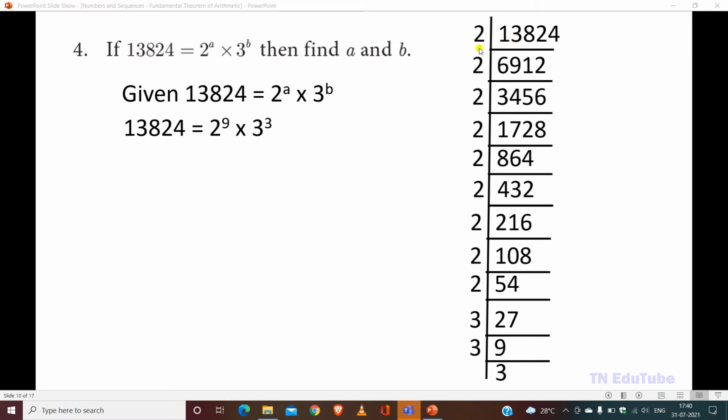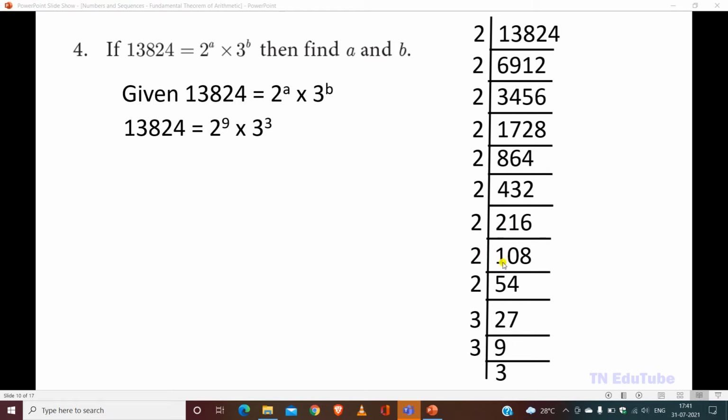13,824 is divisible by 2. So, you get 6,912. Again, it is ending with 2, so it is divisible by 2. So, you get 3,456. Again, by 2, you get 1,728. Since it is even, again it is divisible by 2. 864. Then again divisible by 2. 432. Again divisible by 2. 216. Again divisible by 2.